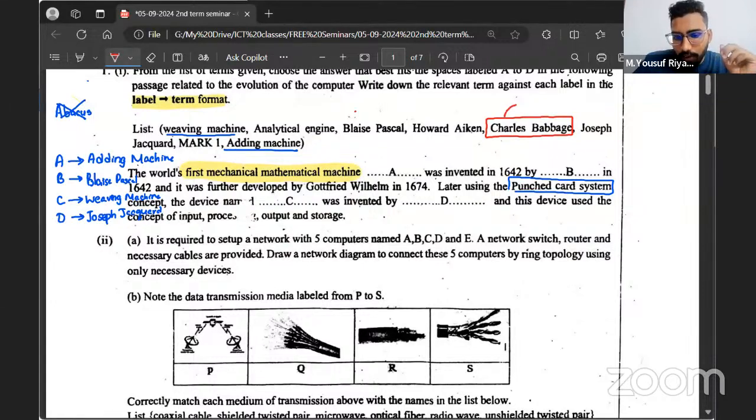There was a special name we give for Charles Babbage. What is that? What was the special name Charles Babbage had?